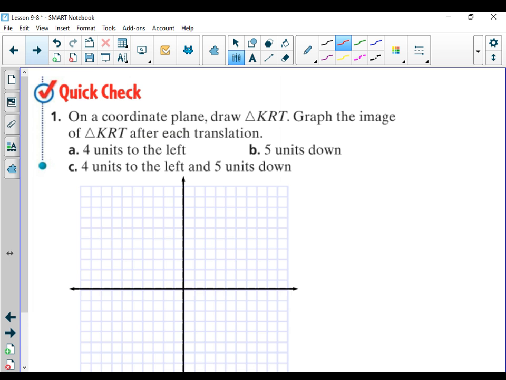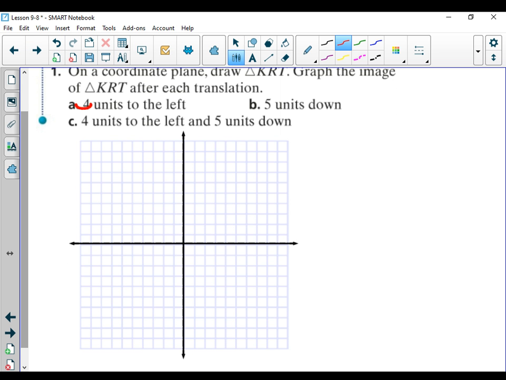Okay, so let's try in that first box that you have. Oh, my points are even missing. What did I do? So it says K is 1, 4.